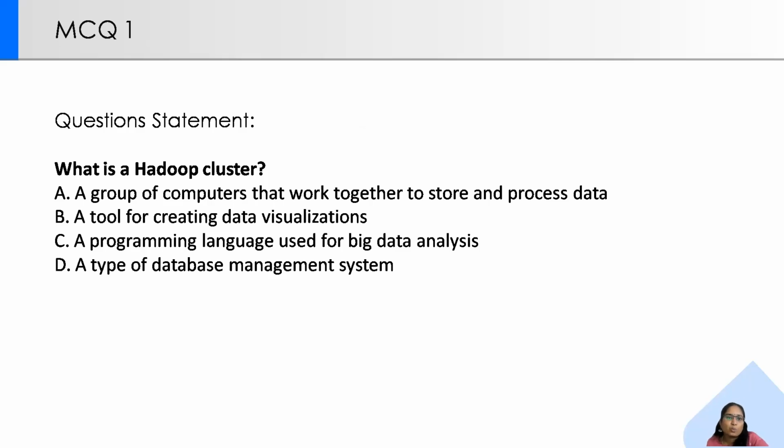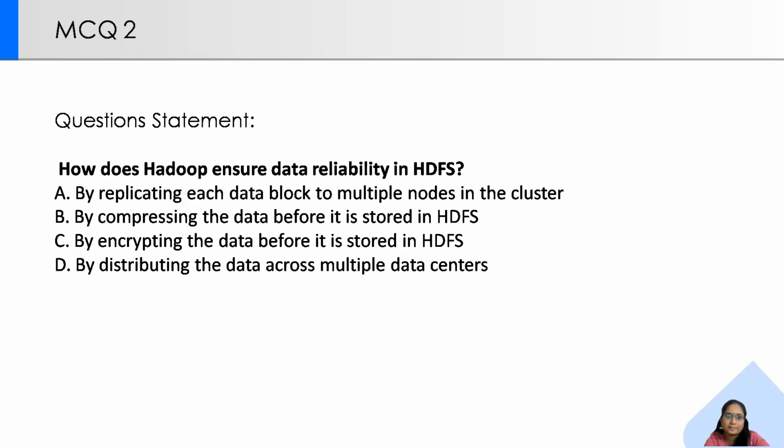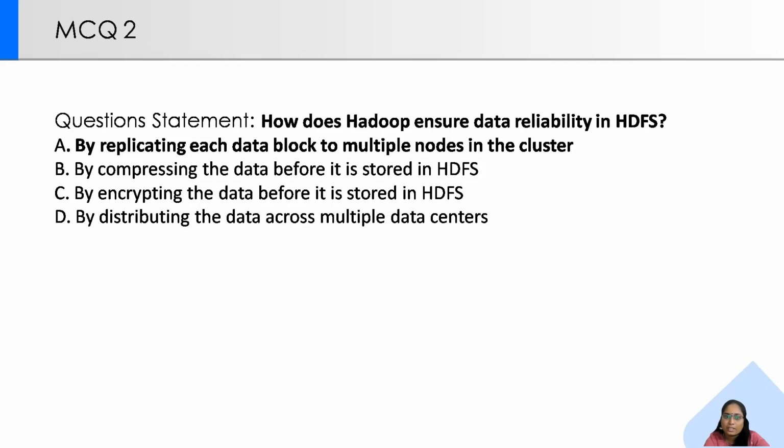So today's question is, what is a Hadoop cluster? A group of computers that work together to store and process the data. Yes. So how does Hadoop ensure data reliability in HDFS? By replicating, or compressing, or encrypting, or distributing. So now check the answer. We are replicating data blocks to multiple nodes in the cluster. So if any system fails, we get the data from the other data nodes because we have the replica copies on the other nodes.